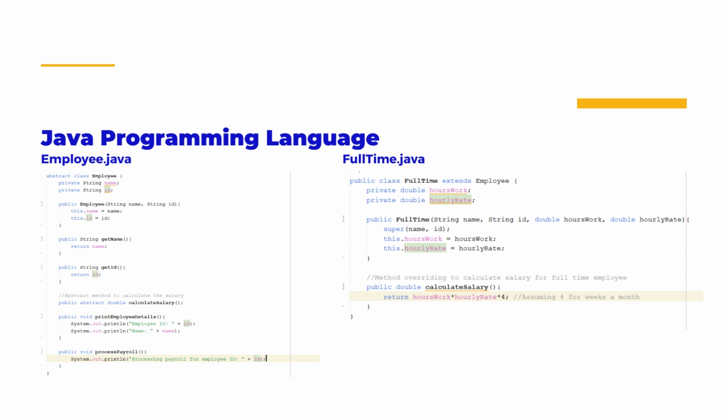Next, the FullTime class overrides the calculateSalary method from the Employee class. The calculateSalary method calculates the salary for a full-time employee based on the hours worked and the hourly rate. In this case, it multiplies the hours worked by the hourly rate and the assumed value of 4 weeks in a month to determine the monthly salary. By extending the Employee class and providing its own implementation of the calculateSalary method, the FullTime class specializes the behavior of an employee for full-time employees.